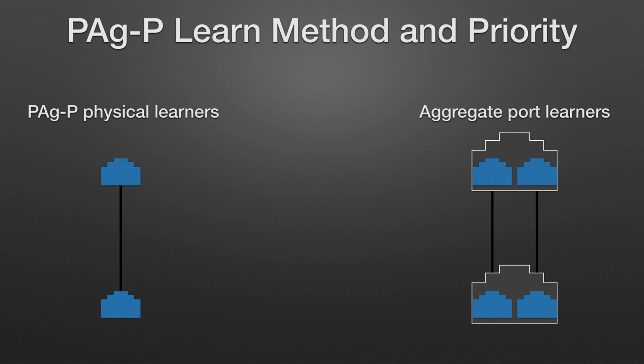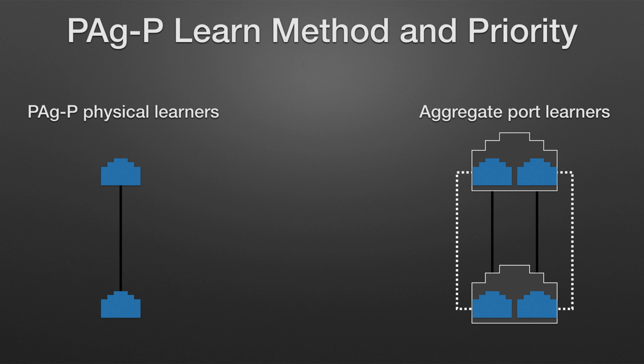When a device and its partner are both aggregate port learners, they learn the address on the logical port channel. The device sends packets to the source by using any of the ports in the EtherChannel. With aggregate port learning, it is not important on which physical port the packet arrives.